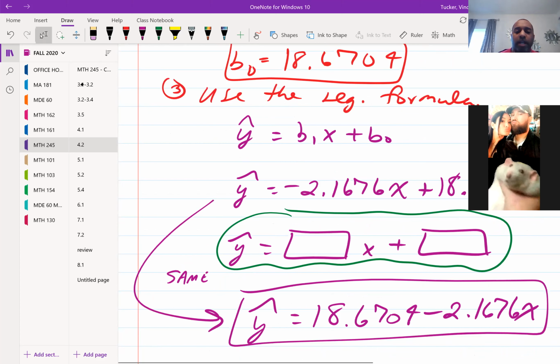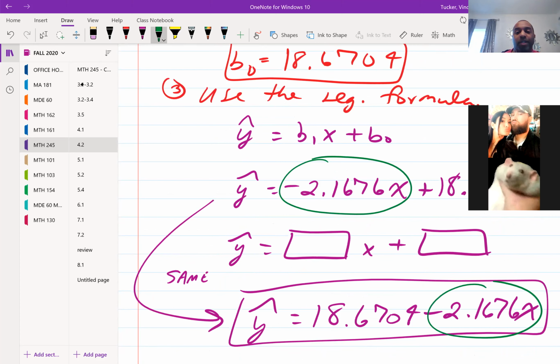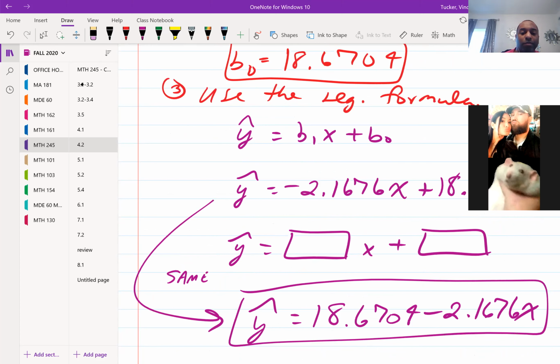And then in this last box, I just wanted to emphasize that it doesn't matter which order you do it in, as long as your signs stay the same. If B1 is attached to X, then it's fine. So notice negative 2.1676 is back here, but it's still negative 2.1676 X. And the 18 is still positive, but that's in the front. So they're the same thing as long as the signs are the same and what is connected to X is still connected to X. You still have the same equation.